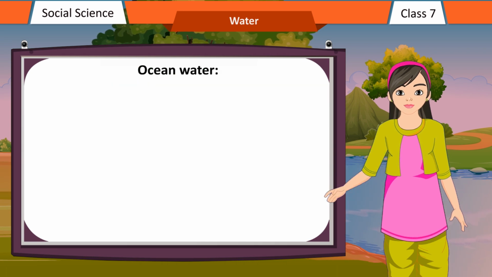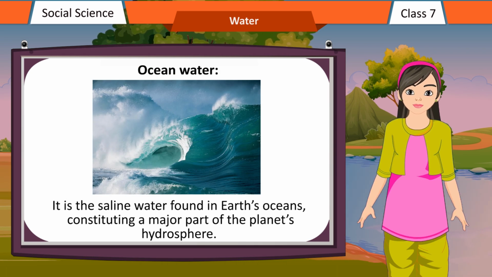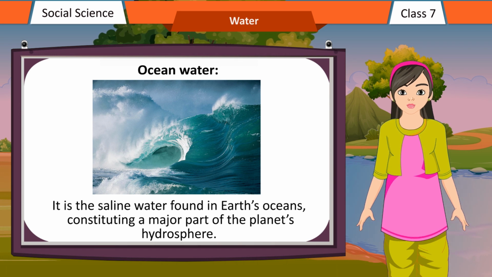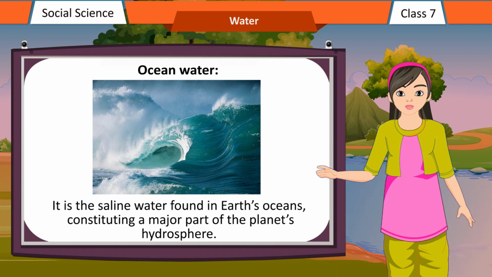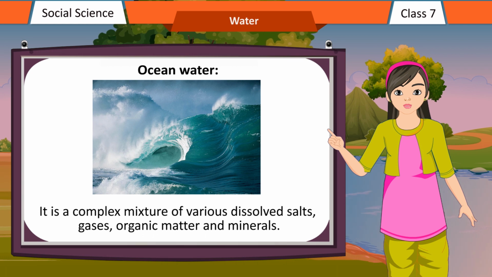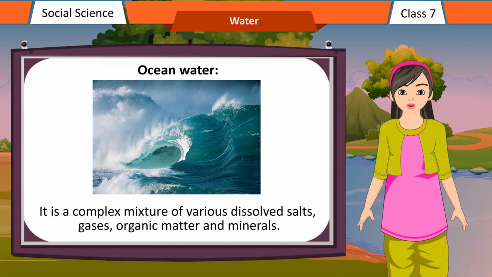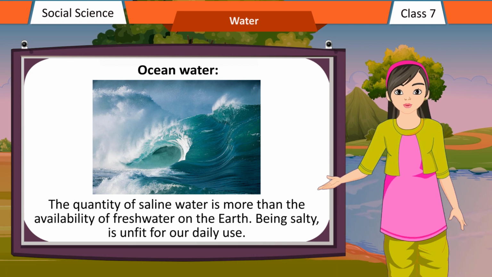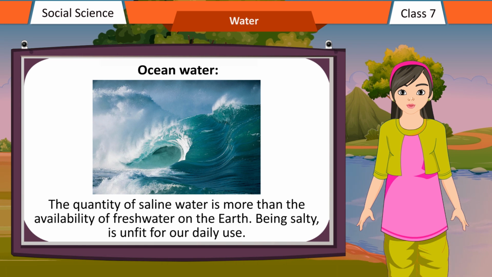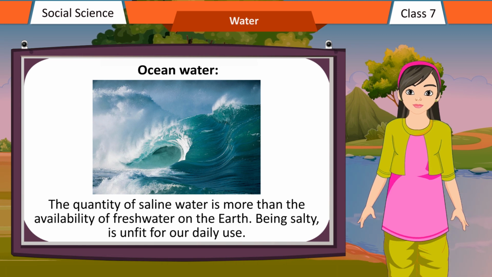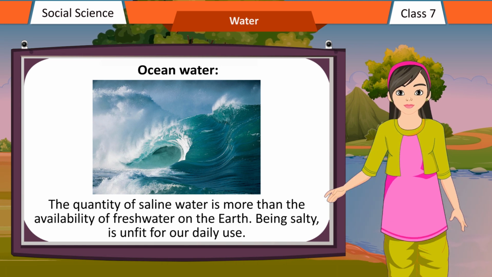Ocean water. It is the saline water found in Earth's oceans, constituting a major part of the planet's hydrosphere. It is a complex mixture of various dissolved salts, gases, organic matter, and minerals. The quantity of saline water is more than the availability of fresh water on the Earth. Being salty, it is unfit for our daily use.